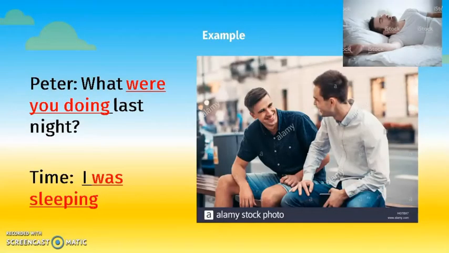Peter says, "What were you doing last night?" And Tim says, "I was sleeping." ¿Qué estabas haciendo anoche? Yo estuve durmiendo o estaba durmiendo. So that is the action that was in progress in the past. He was sleeping.